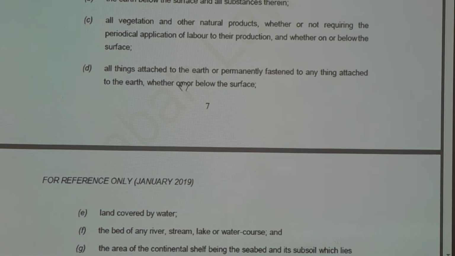This definition is important because in our land ordinance, we do not have a distinction between the house that's built on the land and the land itself. So if you have a house and you sell the land, because the land is defined to include all things which are permanently fastened to it, when you sell the land, the house goes together with it. You cannot sell the house separately from the land.